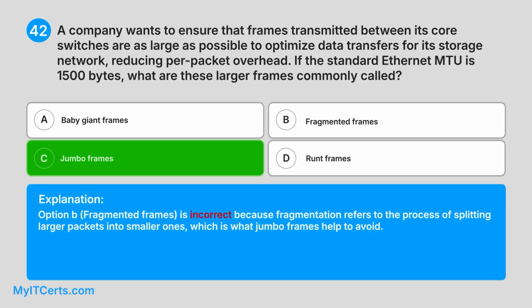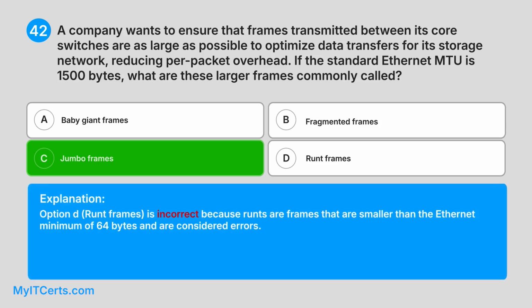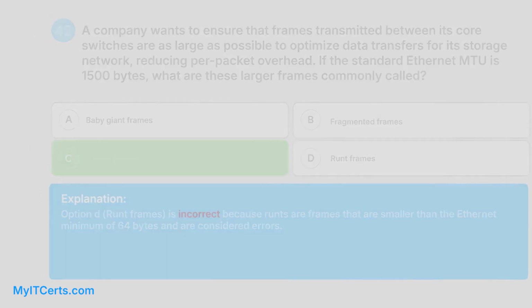Option B, fragmented frames, is incorrect because fragmentation refers to the process of splitting larger packets into smaller ones, which is what jumbo frames help to avoid. Option D, runt frames, is incorrect because runts are frames that are smaller than the Ethernet minimum of 64 bytes and are considered errors.